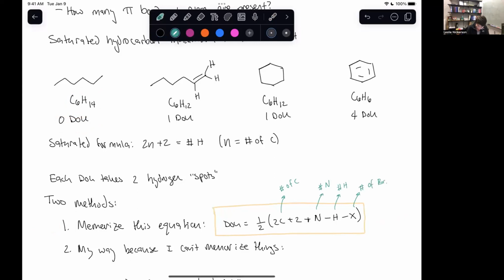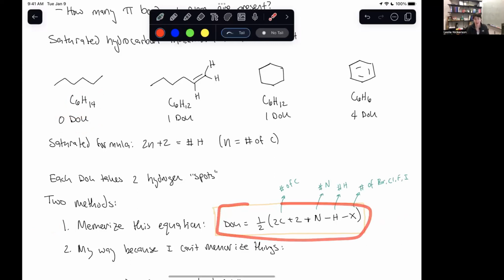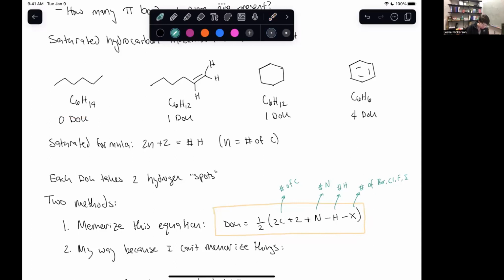So this is going to be like bromine, chlorine, iodine. Any of those are going to be your X. But I have never been able to memorize this. So what I do is use my knowledge of structure to figure out the degrees of unsaturation using a much more simplified formula.